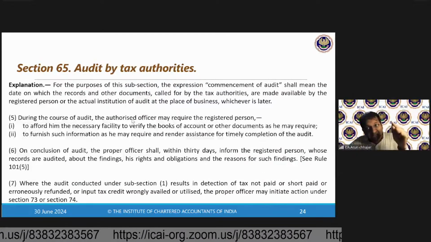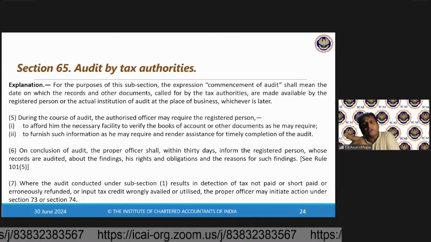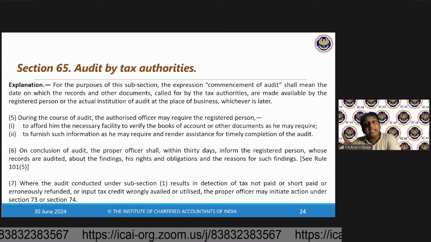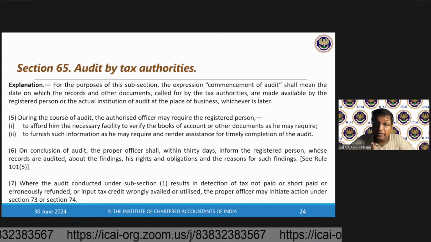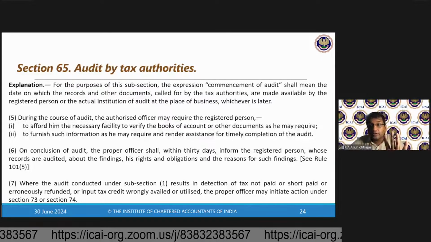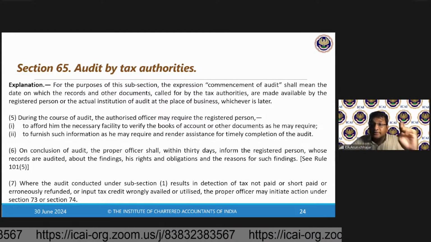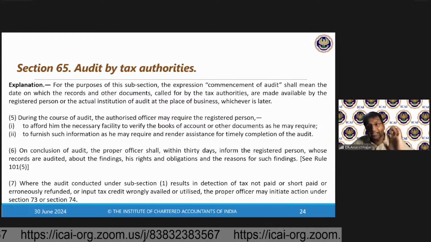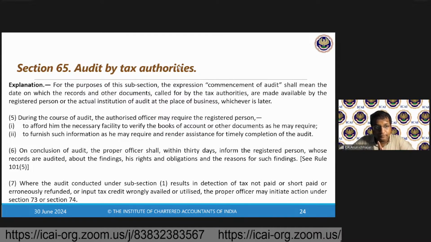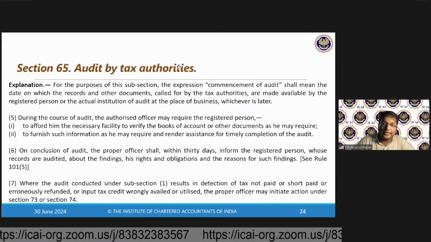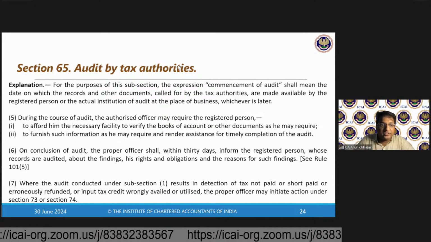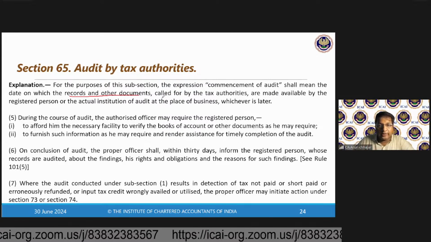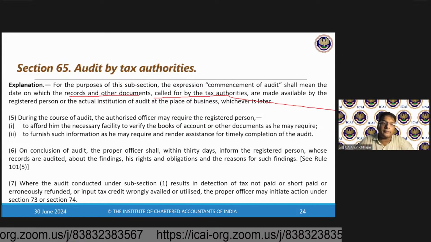So, for example, if any officer is asking for documents on a recurring basis, until you submit all the documents, the audit has not commenced. Then from the commencement of the audit, the 3 months would be counted, or plus an additional 6 months. The expression commencement of audit shall mean the date on which the records and other documents called for by the tax authority are made available.